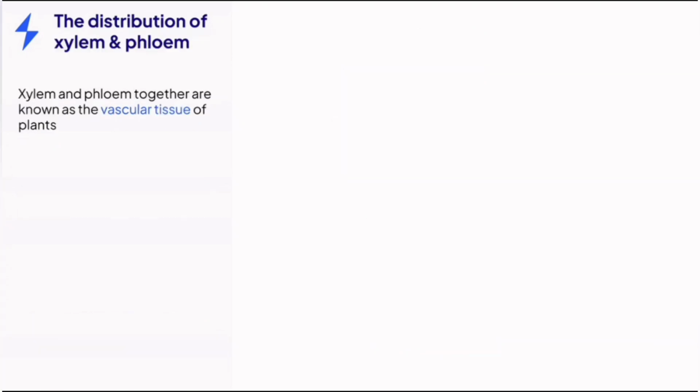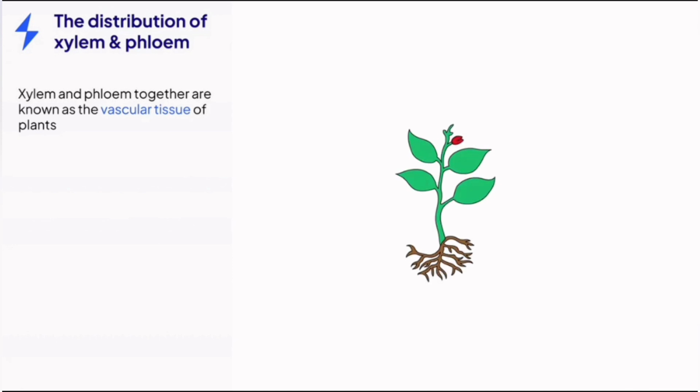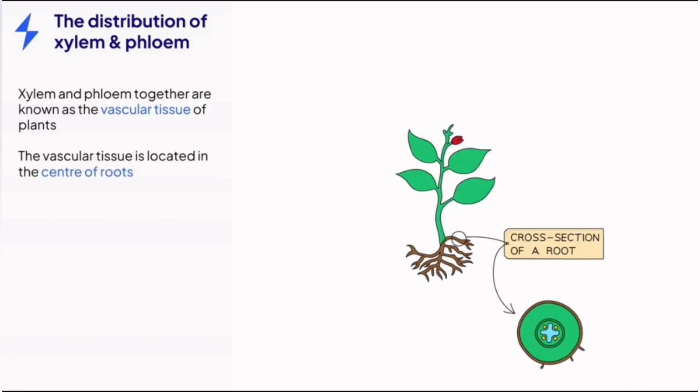Xylem and phloem tissue, known collectively as vascular tissue, is distributed differently in different parts of a plant. In roots, the vascular tissue is located in the centre of the root, as shown in cross-section here. The xylem tissue forms an X shape, remember X for xylem, and is surrounded by phloem.